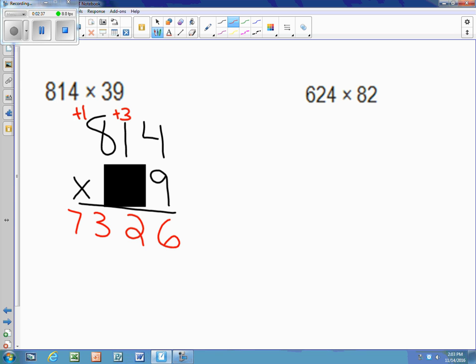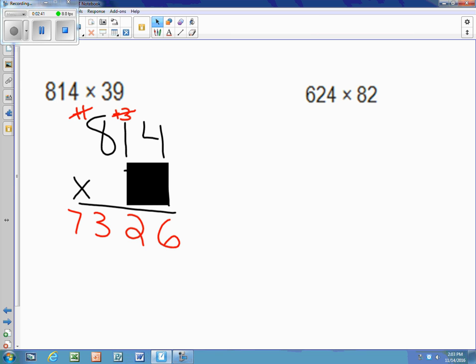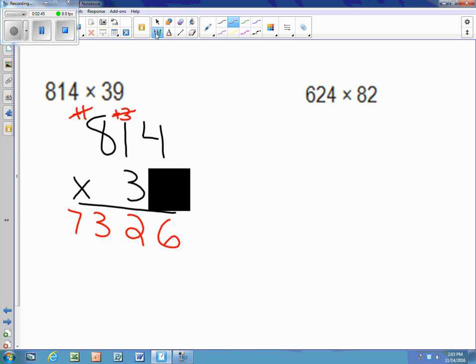We're all done with the 9, so we cross out these little numbers so we don't get confused. We shift our post-it over to the other number. And we make sure we begin to continue to multiply. Because this is starting in the tens place, we have to place a 0. 3 times 4 is 12. Carry the 1 right to the next number.